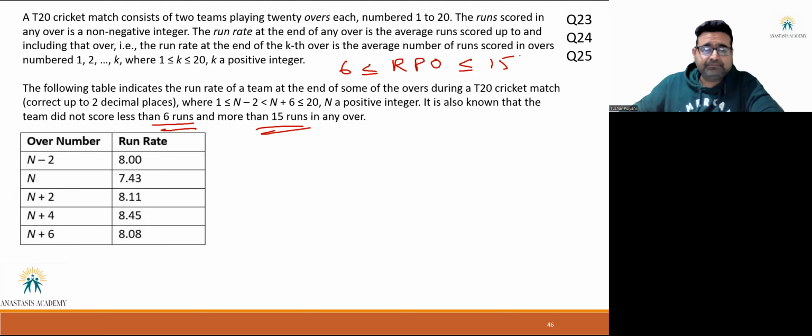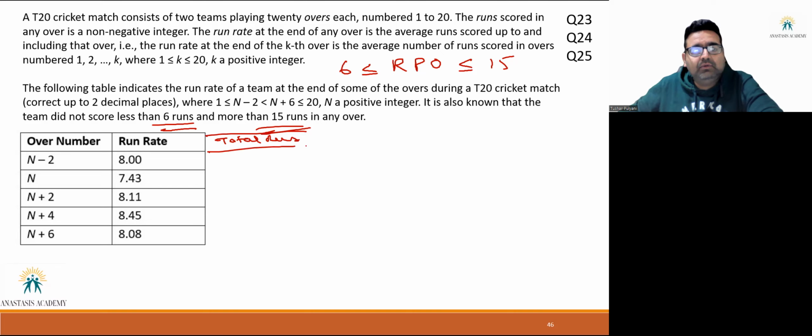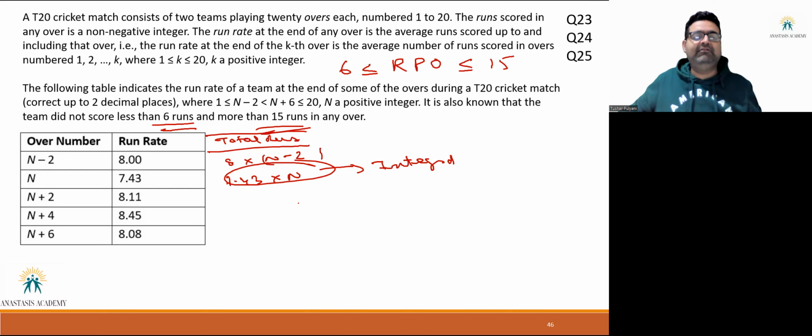So if I add another column here, total runs, right? Now total runs, here it will be 8 into n minus 2. Similarly, 7.43 into n. So now if 7.43 n has to be integral, then n has to be something which makes 7.43 an integer. Similarly, 8.11, 8.45 and 8.08. The number getting multiplied, n plus 2, n plus 4, n plus 6, has to be in such a way that it makes it integer.